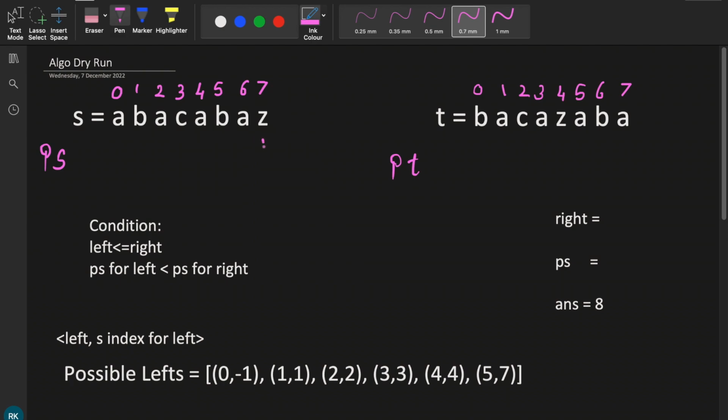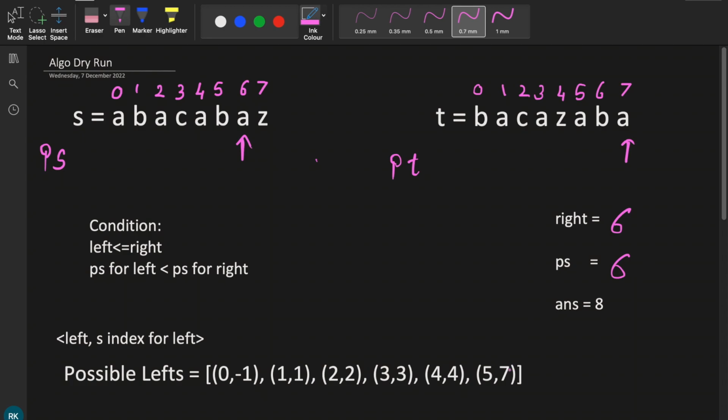So we keep our PS pointer here and we keep our PT pointer here. As we were doing before, we keep decrementing the PS pointer until the characters at PS and PT become equal. Since Z is not equal to A, we decrement it. Now since both A are equal, what will be our right pointer? Our right will be PT minus 1, that is 6 in this case. And what is our PS? PS is also 6.